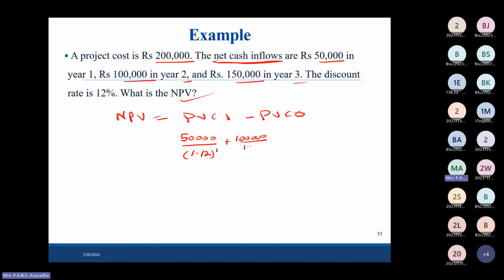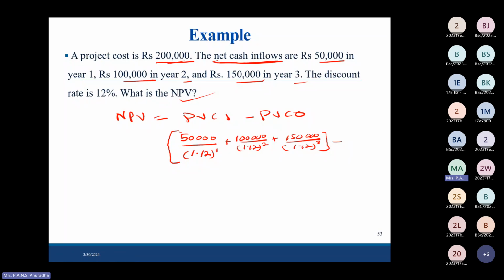100,000 you may discount by 1.12 to the power 2, plus 150 discounted for 3 years. So these are the present value of the cash inflow, minus the present value of the cash outflow. The cost of the project is 200,000.